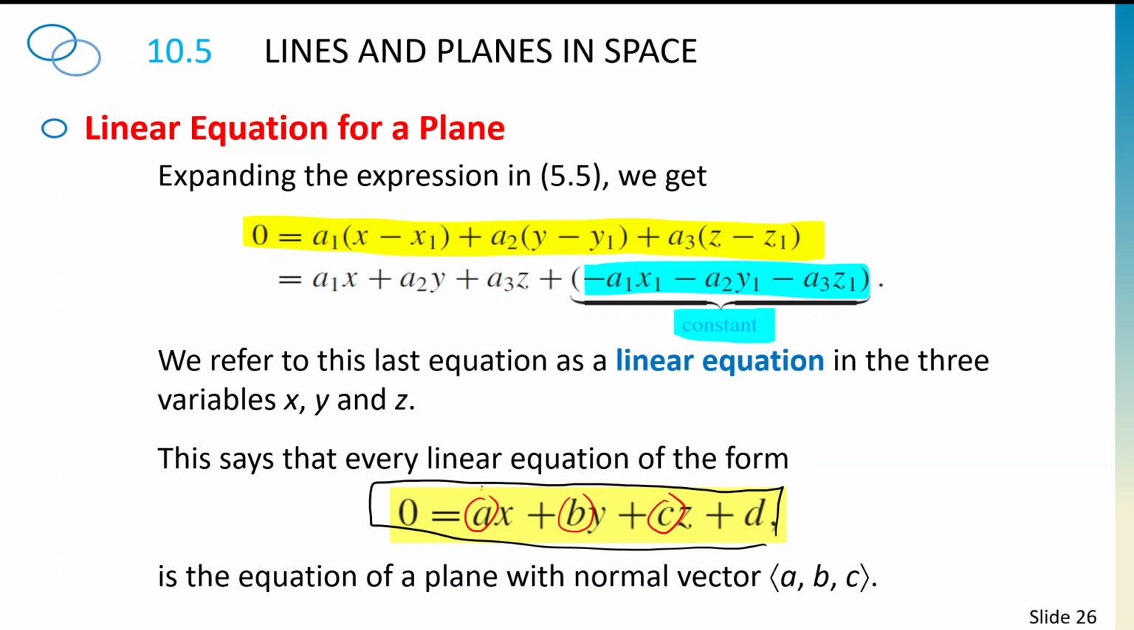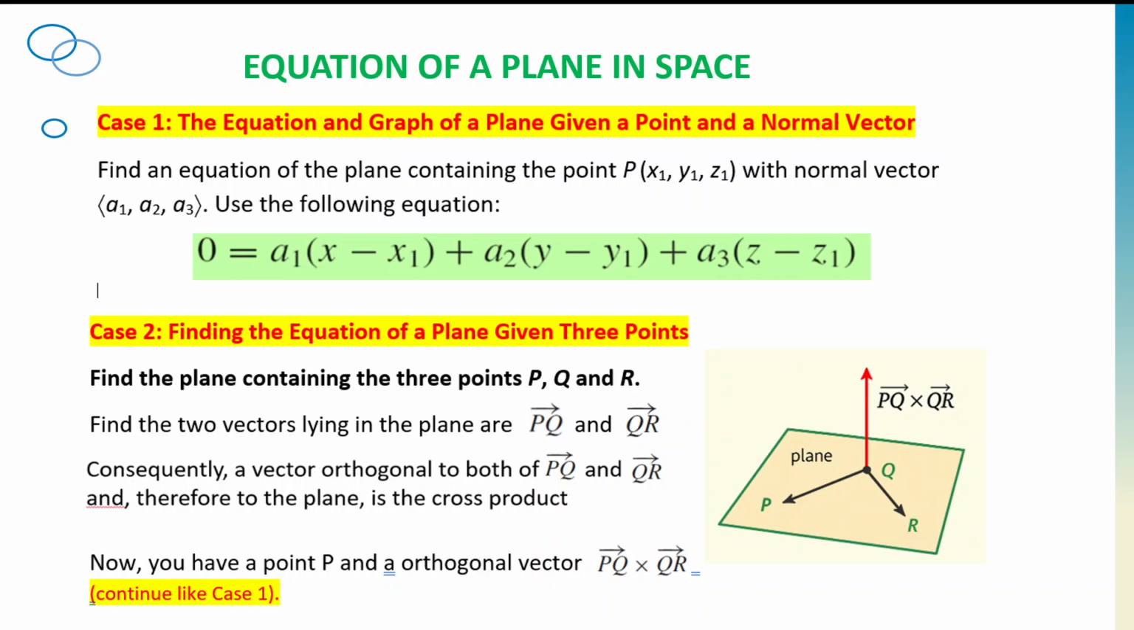Remember before with lines, what did we get? The coefficient of t. The coefficients of t were the parallel vector, while with the plane, we take the coefficients for x, y, z to get the normal vector. So it's always important to know that. Now, let's move to the second case. Let's review the first case, which we already did. This is the first case, which is the minimum requirement: 1 point and normal vector, this is the equation.